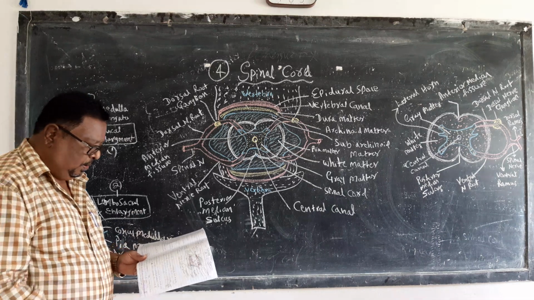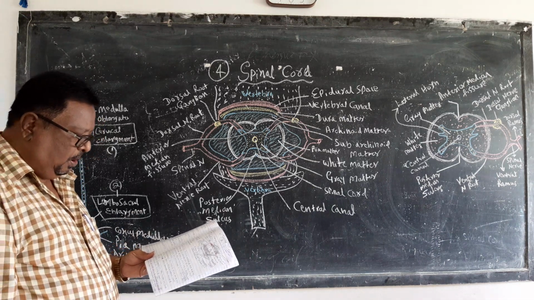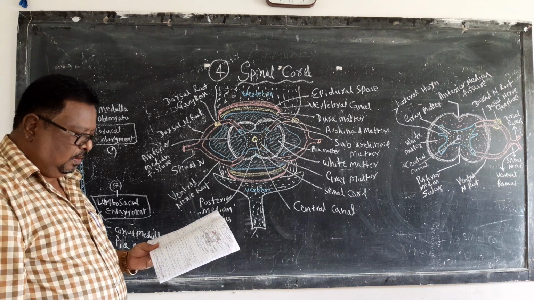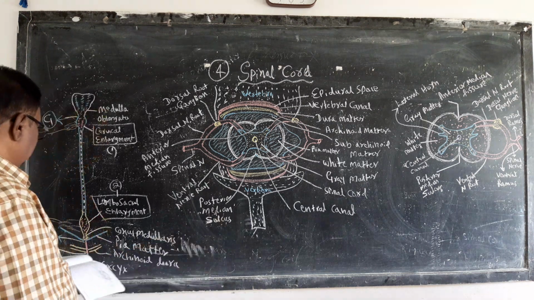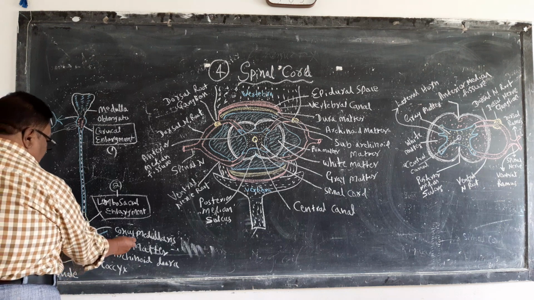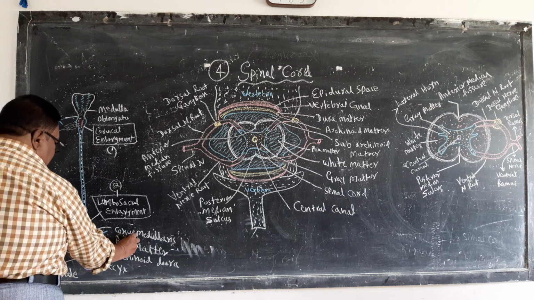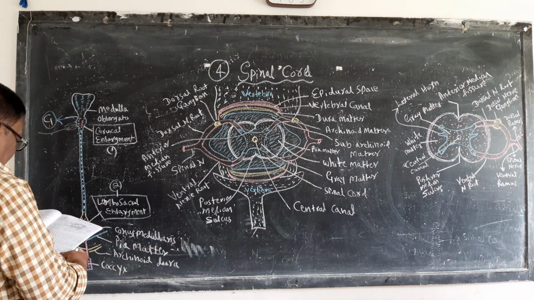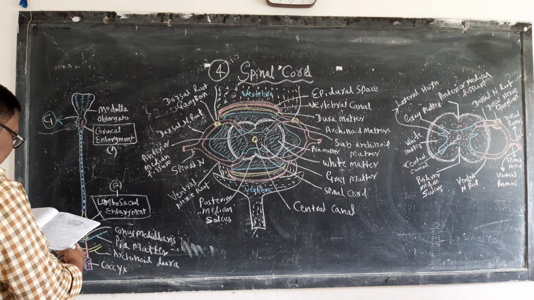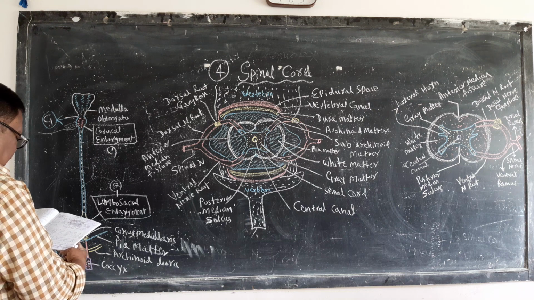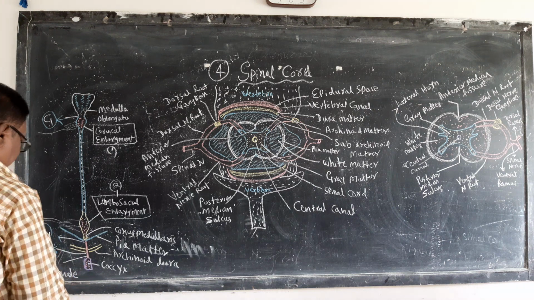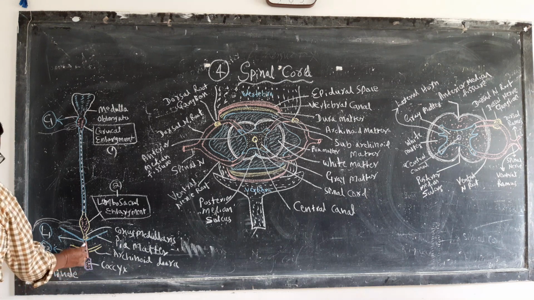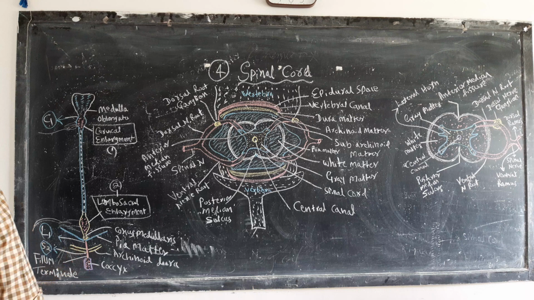Coming to the next point, the lowest part of the spinal cord is conical and is called the conus medullaris. The conus continues below like a thin fiber called the filum terminale.